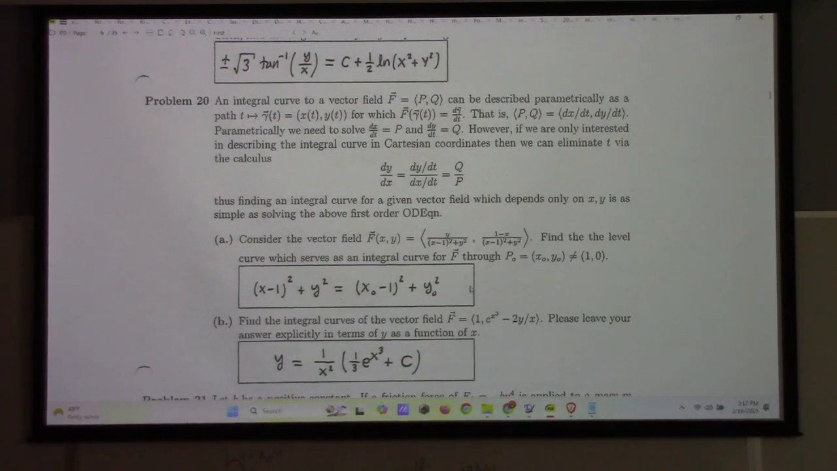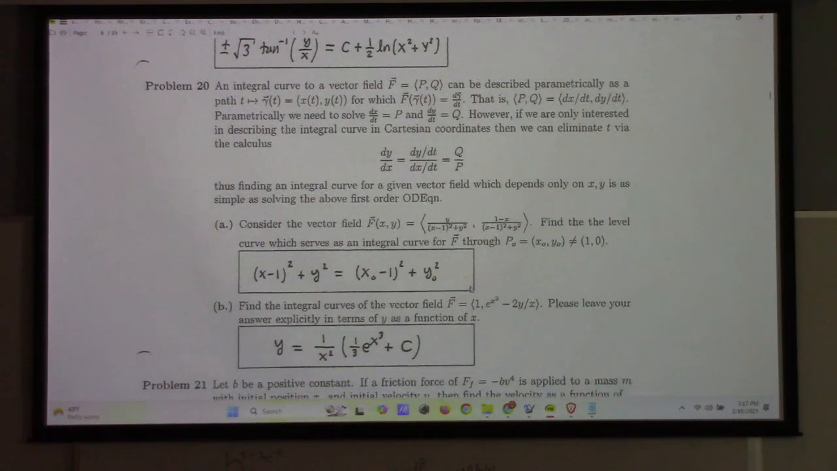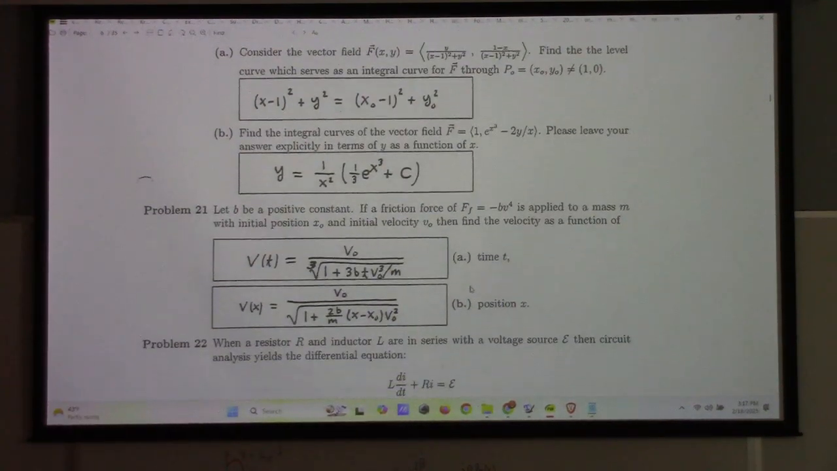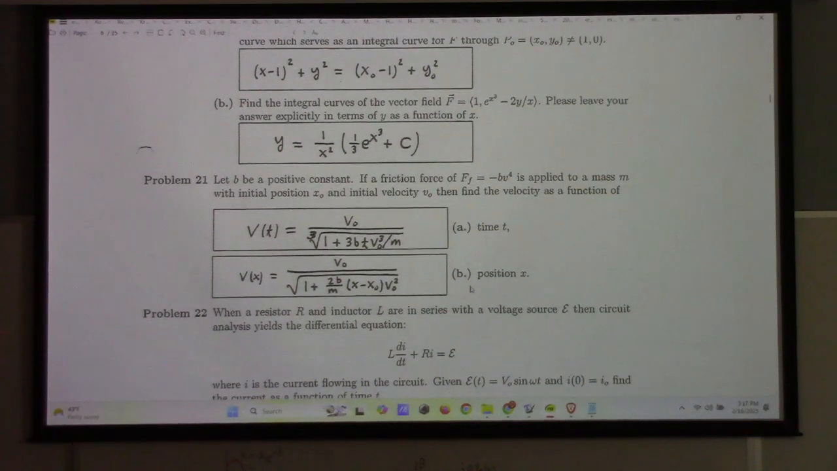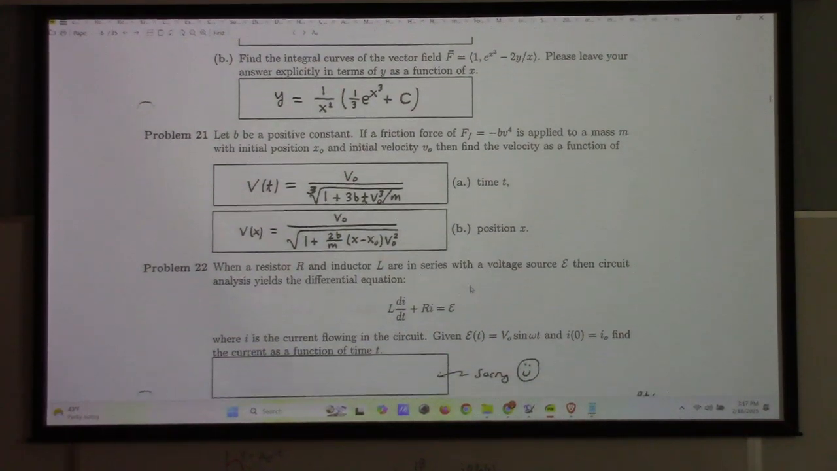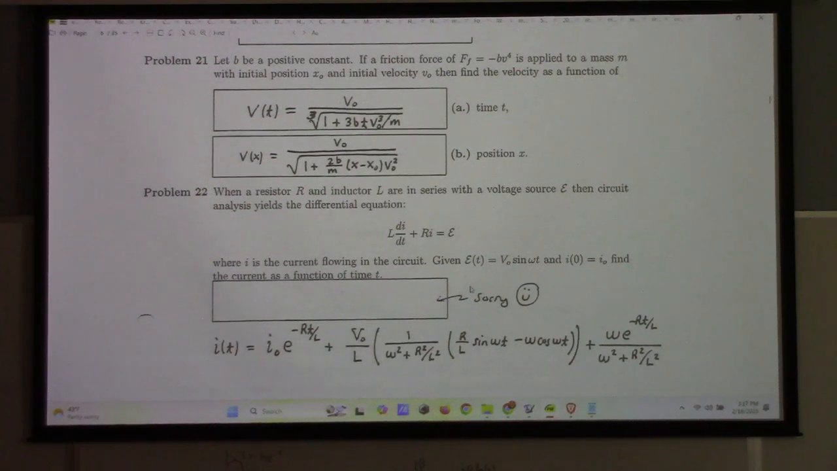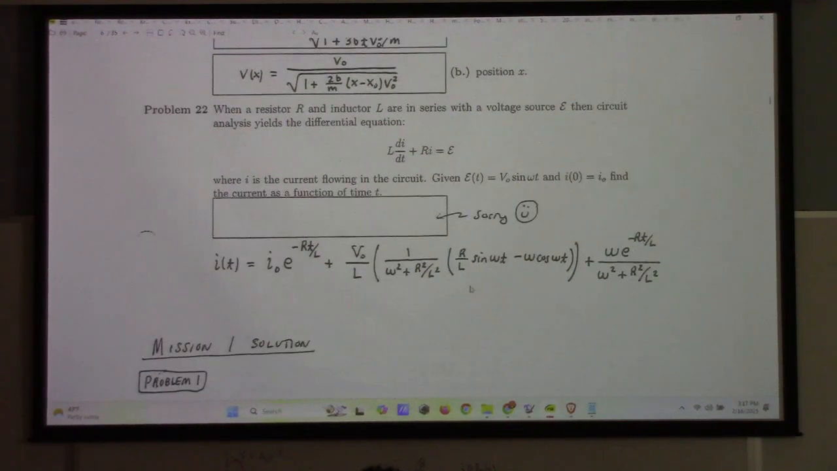It's pretty simple. To find the integral curve, we just have to solve dy/dx equals Q over P, where Q is the y component of the vector field and P is the x component. So it's basically a separation of variables problem typically. I think we've talked about the velocity, position versus time issue today. I do not expect you to know circuits and how to set up differential equations for circuits. I'm not a monster, despite the rumors.